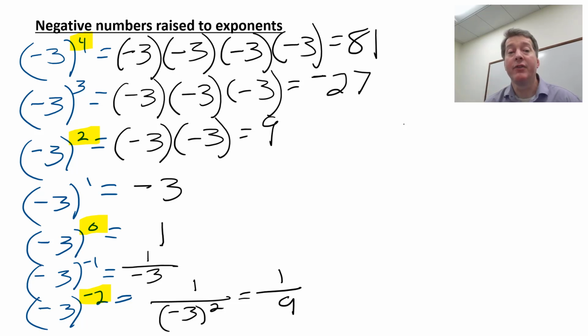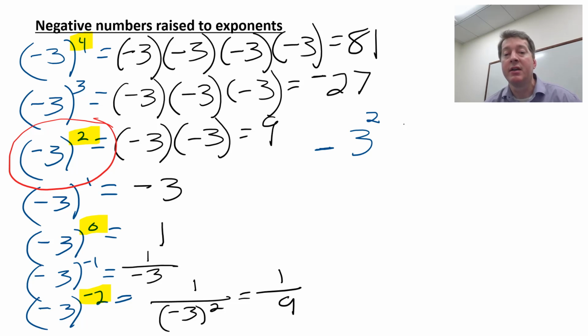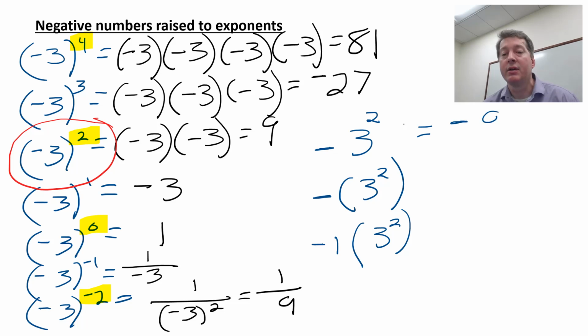One last point on negative numbers raised to an exponent. You see here I have negative 3 squared. We said that's positive 9. But suppose I simply write negative 3 squared where I do not have the negative 3 in parentheses, in brackets. It's only the 3 that is squared, which is the same thing as negative 1 times 3 squared. So negative 3 squared is negative 9. That might come up once in a while on a test.